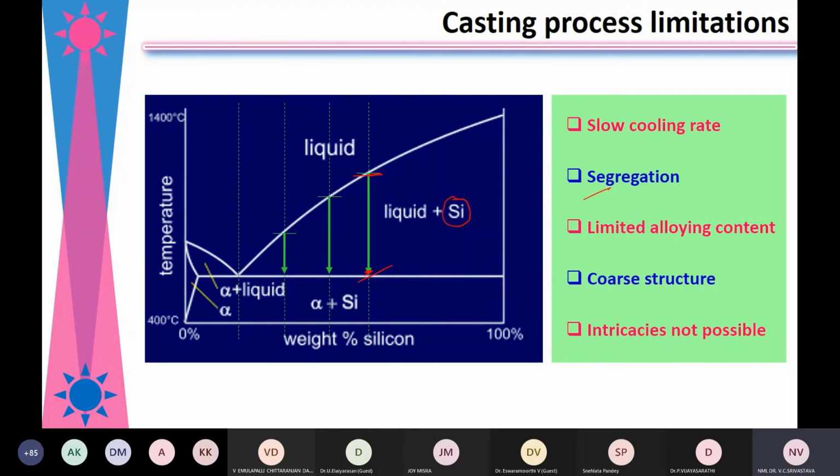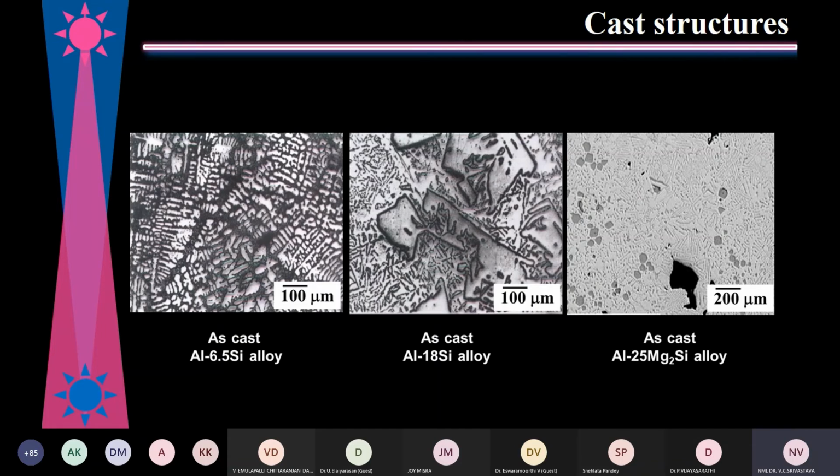In such a case, the microstructure you get is something like this. If you have silicon at 6.5%, then you get a dendritic structure. In S-class material, if you increase the silicon content to 18%, large silicon particles are formed. So this is not usable in any application where we want wear resistance.